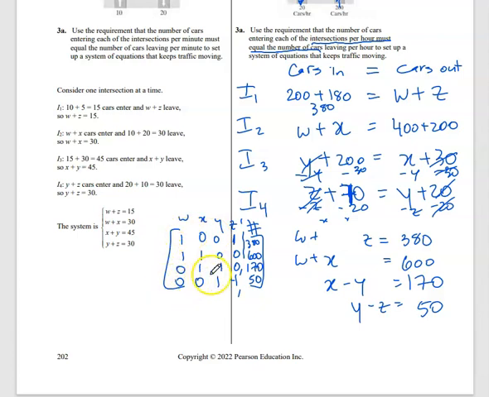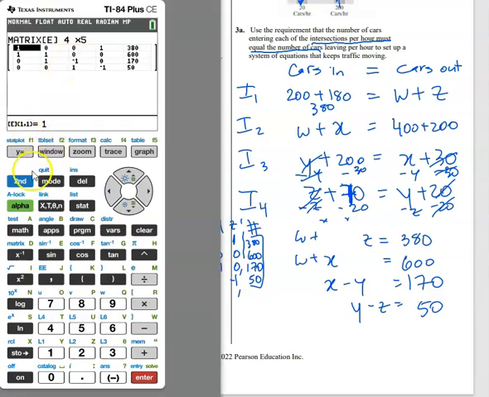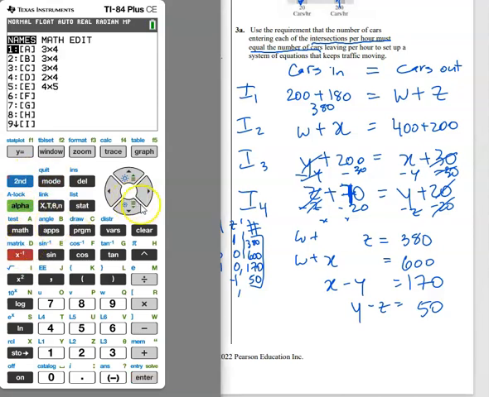Even though there are so many ones and zeros, this one would be pretty nice to solve by hand. Not too many steps or too many crazy fractions or anything. But nevertheless, bring up the handy dandy calculator. And here I have my augmented matrix. It's matrix E this time. I'm going to quit out of there, go through, find math, reduced row echelon form.